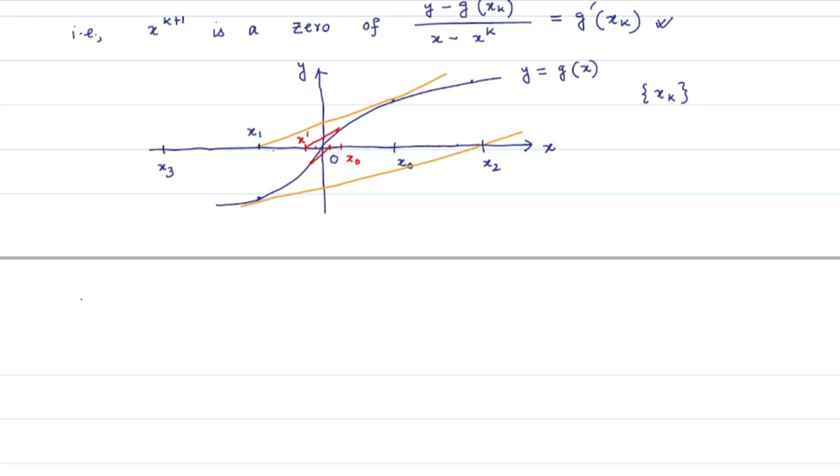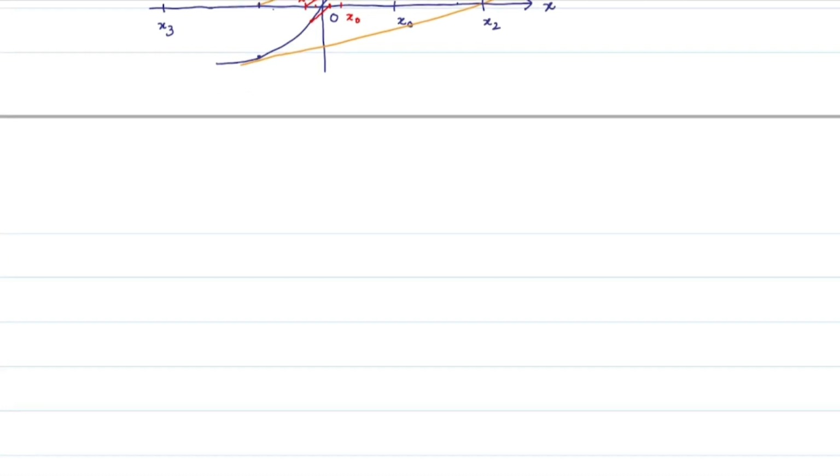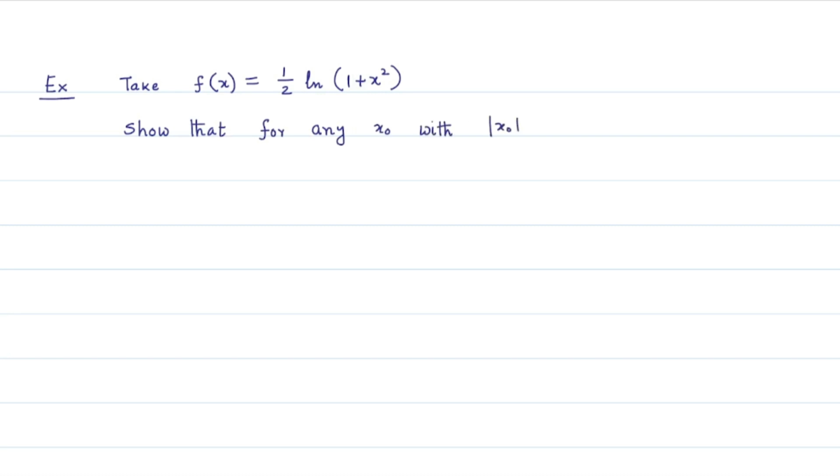For a neat mathematical example of divergence of the Newton iterates, let me give you a home task. Take the function f(x) equal to half of the natural logarithm of 1 plus x square, and then show that for any x0 with modulus of x0 greater than or equal to 1 upon root 3, Newton's method generates a sequence xk that diverges.